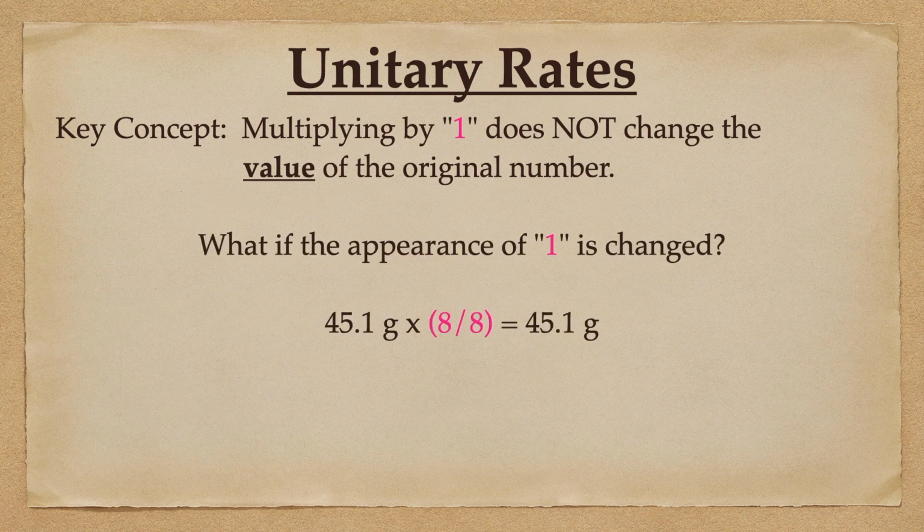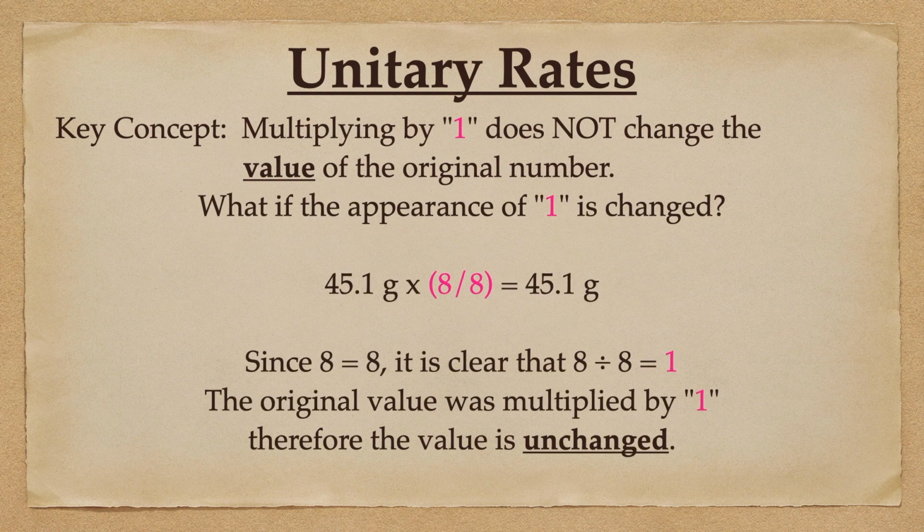But what if the appearance of the number 1 is changed? Instead of 1, write 8 over 8. Since 8 equals 8, it's clear that 8 divided by 8 equals exactly 1. Therefore, the original value was multiplied by exactly 1, and the value is unchanged. 45.1 grams times 8 over 8 equals 45.1 grams.